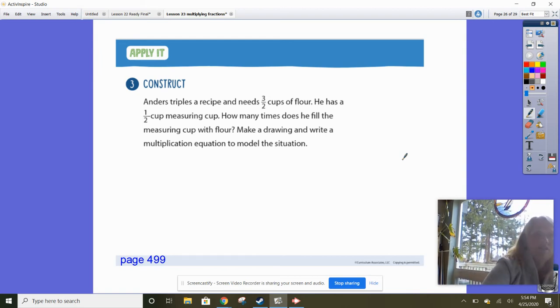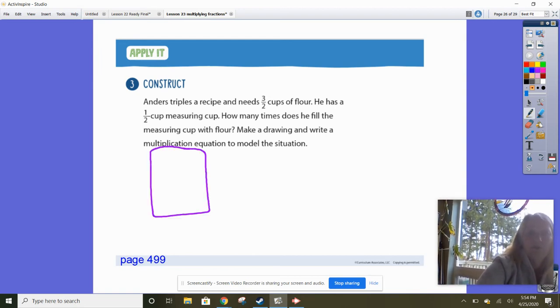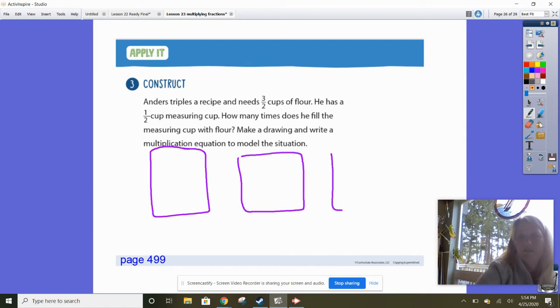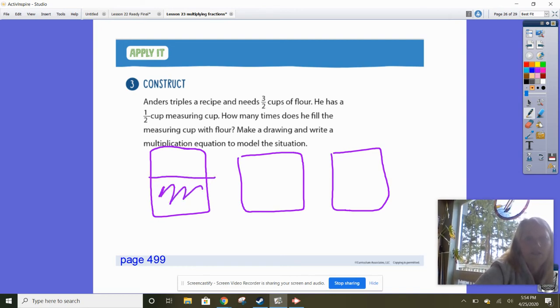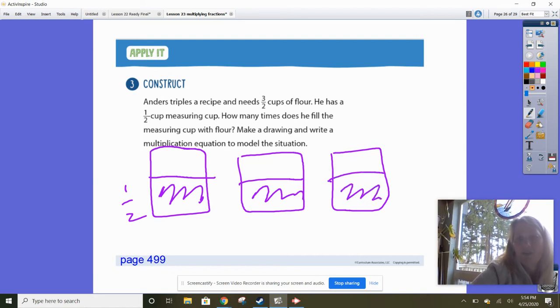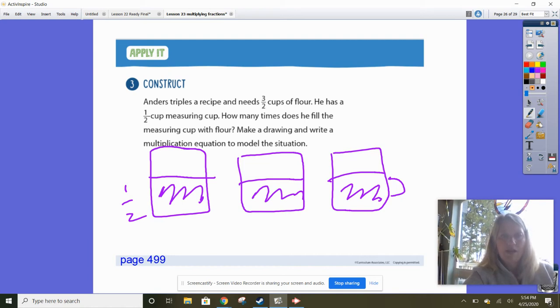Make a drawing. All right, it just feels like it should be like a big, huge cup thing. Maybe I should have made it more like a cup. He has a 1/2 cup measuring cup. How many times does he need to fill it to get to 3/2? I think, so that is 1/2, right? And that is 1/2, and that is 1/2. And that's really how big the cup is, 1/2.